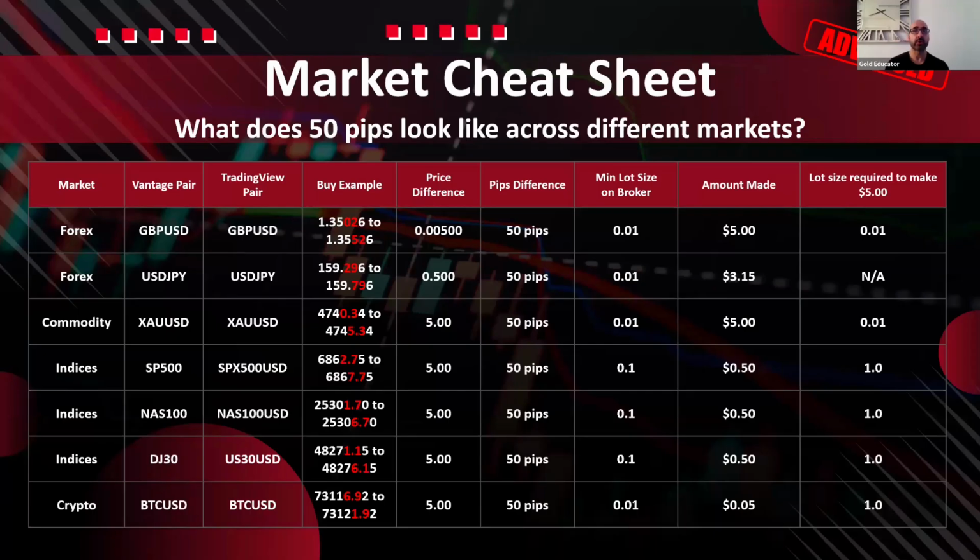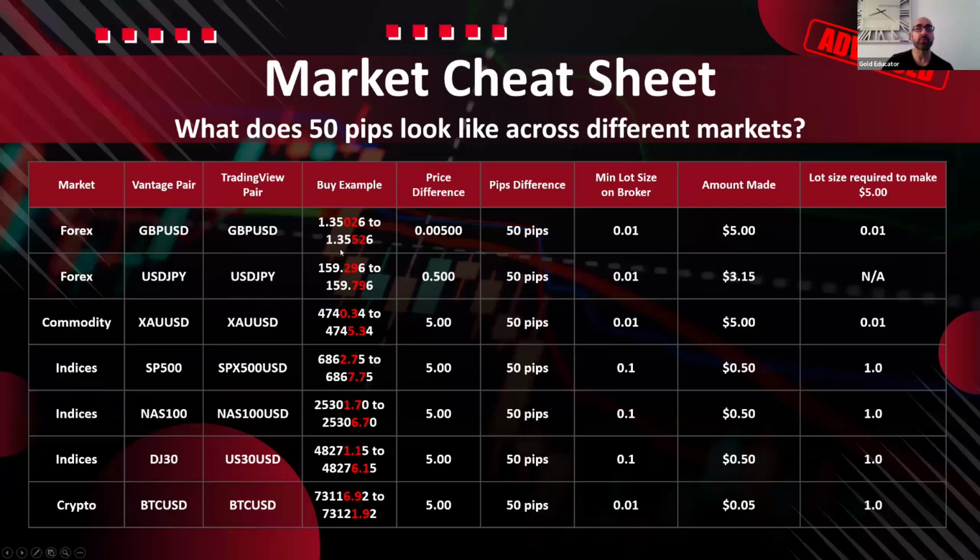Now, if I was to focus on the first one, let's just work this through line by line. This is your cheat sheet, and this is for looking at what 50 pips in the market looks like by the different sort of pairs that we have. So for Forex, for example, you're GBP USD. Now in the Vantage broker, it's known as GBP USD. In TradingView, it's also known as GBP USD. Now here, I'm going to try and use my mouse. If you can see my mouse, yes, you can.